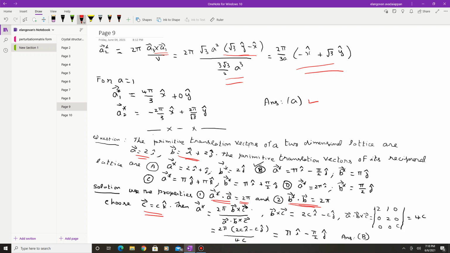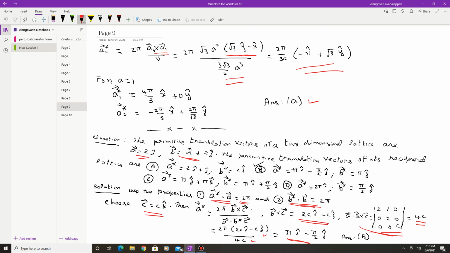Then you use the definition A star is equal to 2 pi into B cross C over A dot B cross C. B is given, C is also what we have chosen. So B cross C is found to be this value. The volume is A dot B cross C. Once you do this, you have found this is 4C. So if you substitute this value, then A star is equal to 2 pi into B cross C over the volume, which is 4C. Once you substitute, you get pi unit vector I minus pi by 2 j.